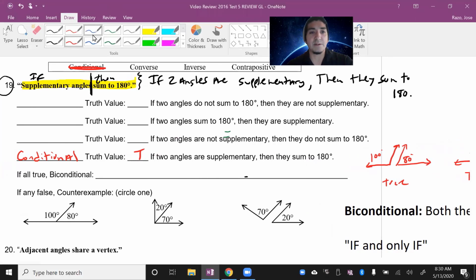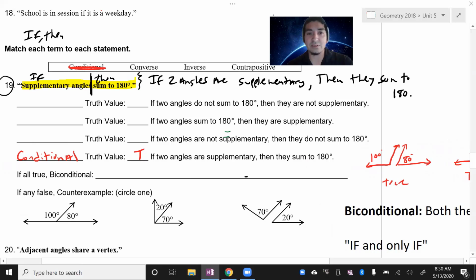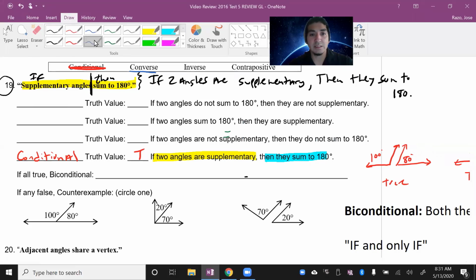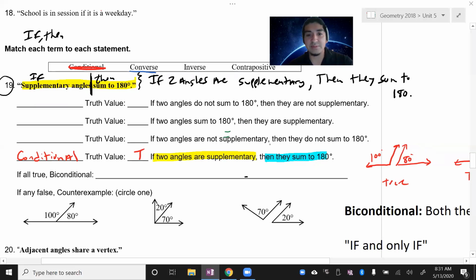Okay, so next part. If we're trying to find the converse, I want to flip whatever I have. So if this was my if in the beginning, and then that was my then, I want to flip those, yellow and blue, just flip them. So that means my sum has to be in the beginning. So if two angles sum to 180, which is this one right here, then they are supplementary. So that's going to be my converse where they got flipped.